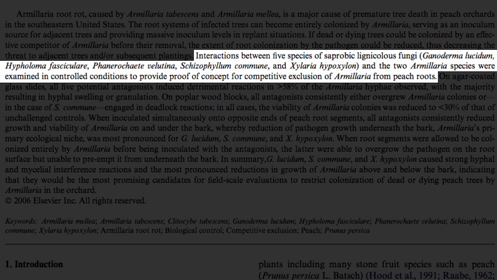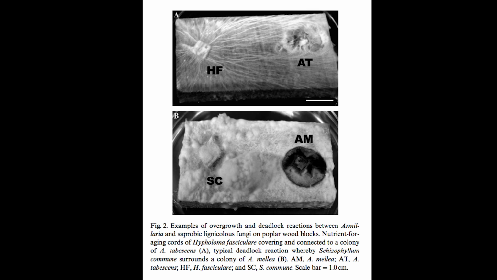And to highlight some examples in this study, you can see here on the top that Hypholoma fasciculare hyphae are growing toward and eventually covering the hyphae of Armillaria tabescens, which is the ringless honey mushroom. And on the bottom, we could see that hyphae from the split gill fungus, Schizophyllum commune, is encircling a colony of Armillaria mellea, which produces the classic honey mushroom.